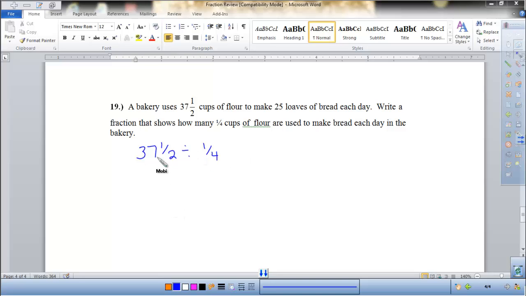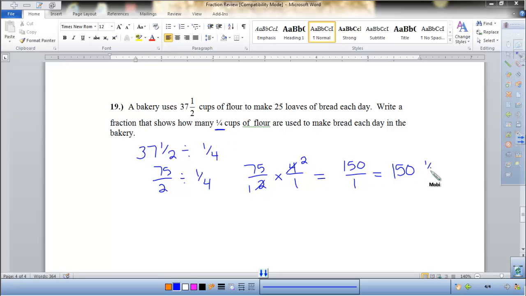We know when we divide, we need to make improper fractions. So I would do 75 halves divided by 1/4, and then we know that we have to flip the second guy and multiply. So I'd have 75 halves times 4/1. Now I can simplify over here, and then I would multiply across, and I would get 150/1, which we know would be 150. So we would need 150 1/4 cups.